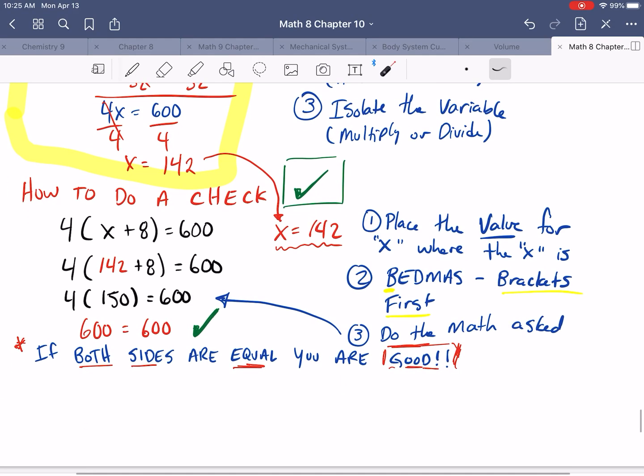The next section here is about doing a check. And the textbook is going to ask you at some points to check to see if your answer is valid or if it's true. This is an essential piece.